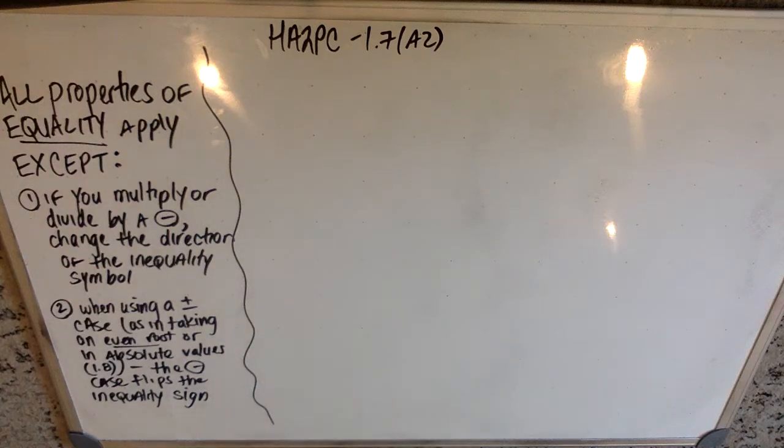All right, this is Honors Algebra 2 Pre-Calculus. We're doing section 1.7 in Algebra 2, which is Intro to Solving Inequalities. So on page 54 of your textbook, what you're going to find is that there's a blue box with the properties of inequality, similar to how in 1.6 you had a blue box with properties of equality.